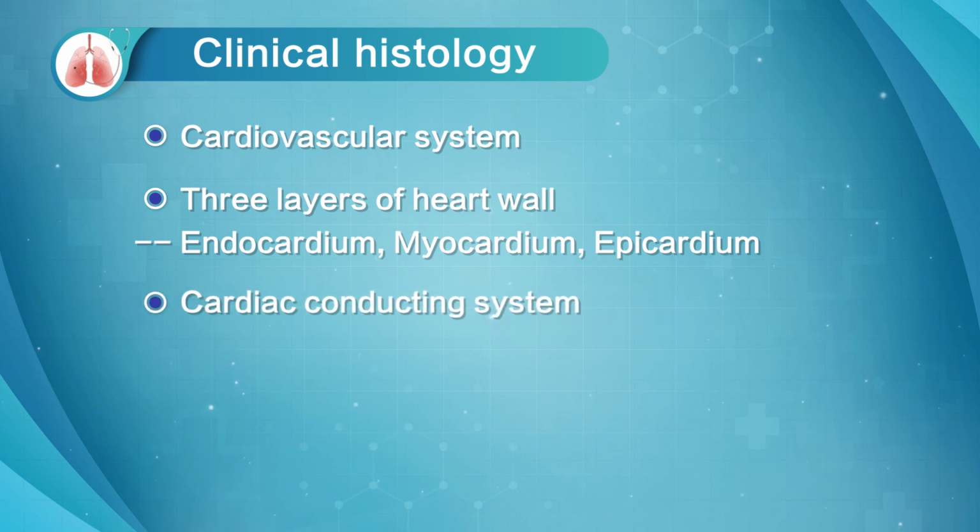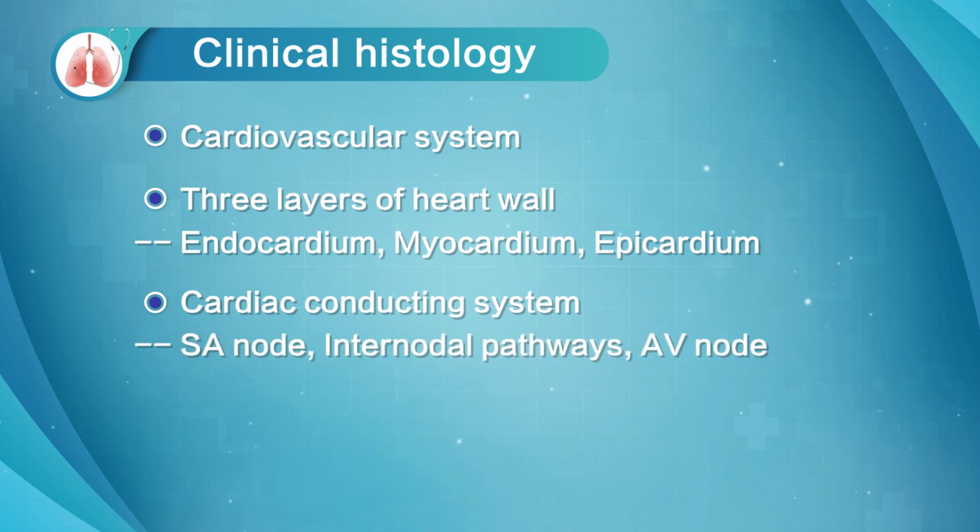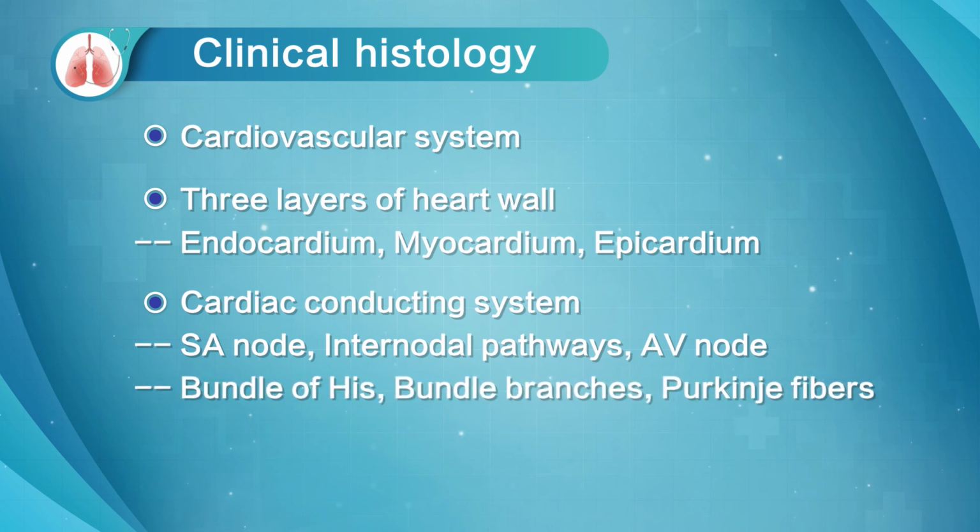Specialized myocardial fibers embedded in the heart wall make up the cardiac conducting system, including the SA and AV nodes, bundle of His, bundle branches, and Purkinje fibers. They initiate the normal cardiac cycle and coordinate the contraction of the heart chambers.